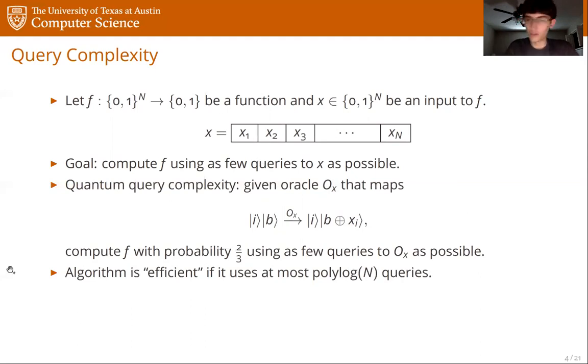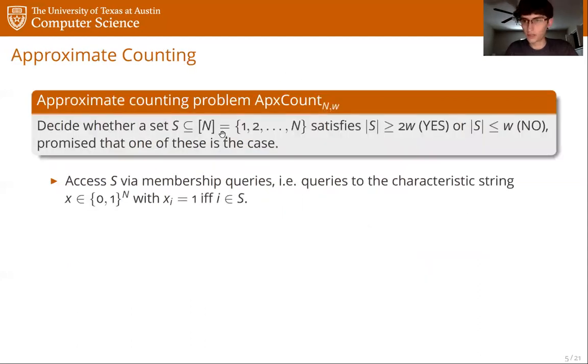This is a very well-studied model. Most quantum algorithms can be formulated as algorithms in the query model. The approximate counting problem is also a very well-studied problem, and actually was one of the first problems that we understood well in the quantum query complexity setting. The problem is just this: you have some unknown set S, and you want to decide whether S is large or small, where large means has size at least 2W, and small means has size at most W. It's a subset of a universe of n possible elements.